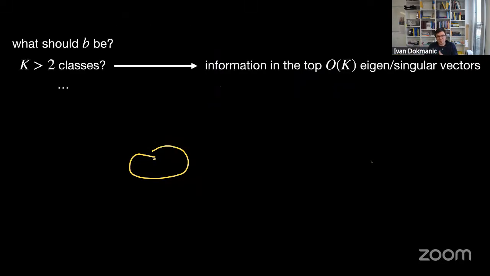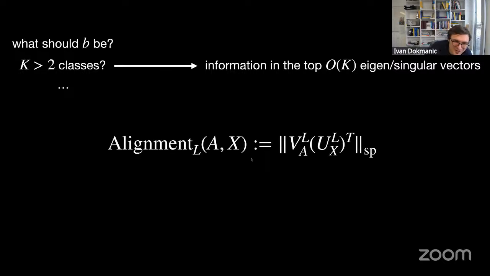Right? So we want to build on this, but for many classes, and build a practical algorithm. As I said, when we have more than two classes, we need to look at the top k singular vectors. Apologies for rushing. And instead of looking at this complicated thing, we look at something that we call alignment.